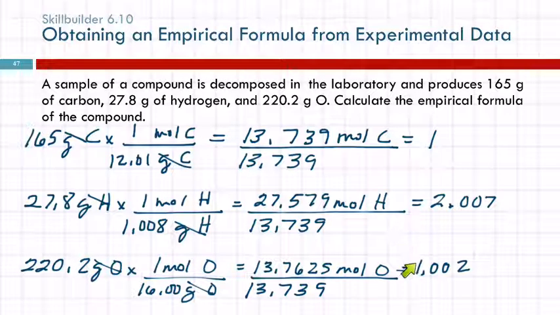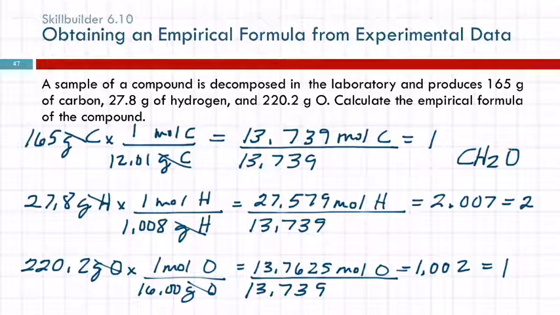Are these close enough to whole numbers that we can round them to whole numbers? Yeah, they are. So we're going to call this 2. We're going to call this 1. So this is the subscript for carbon, for hydrogen, and for oxygen. So we're going to have CH2O. That's the empirical formula.